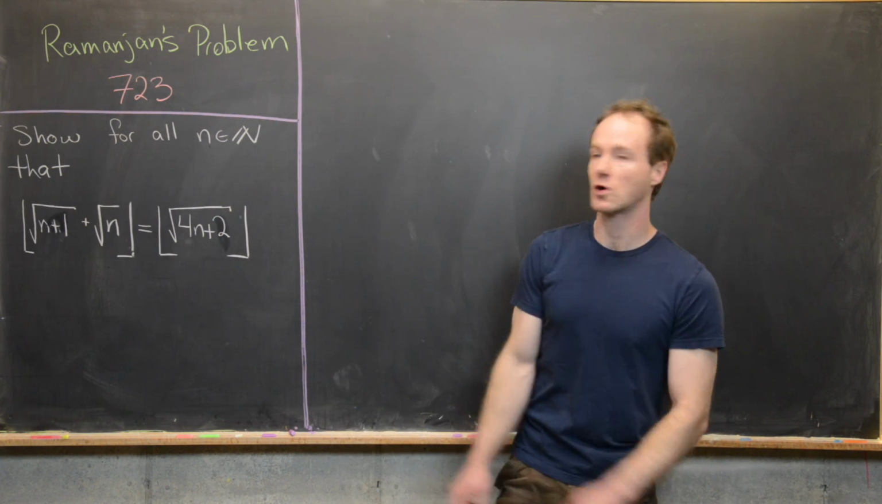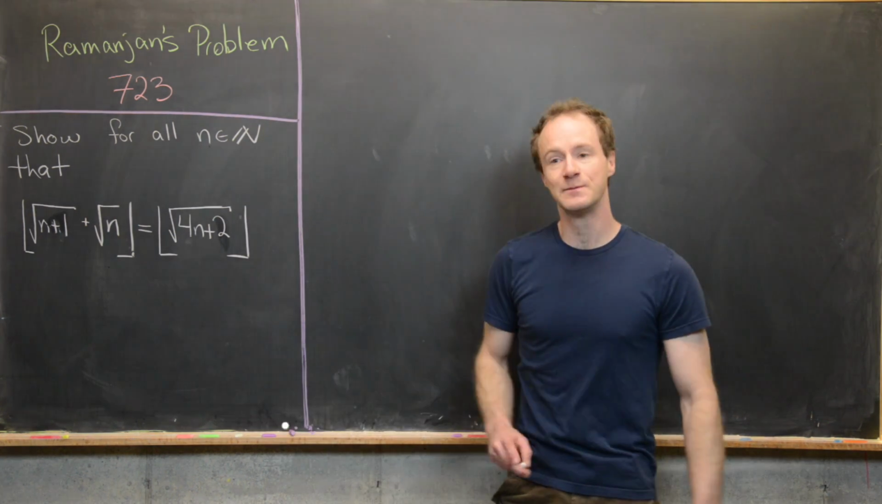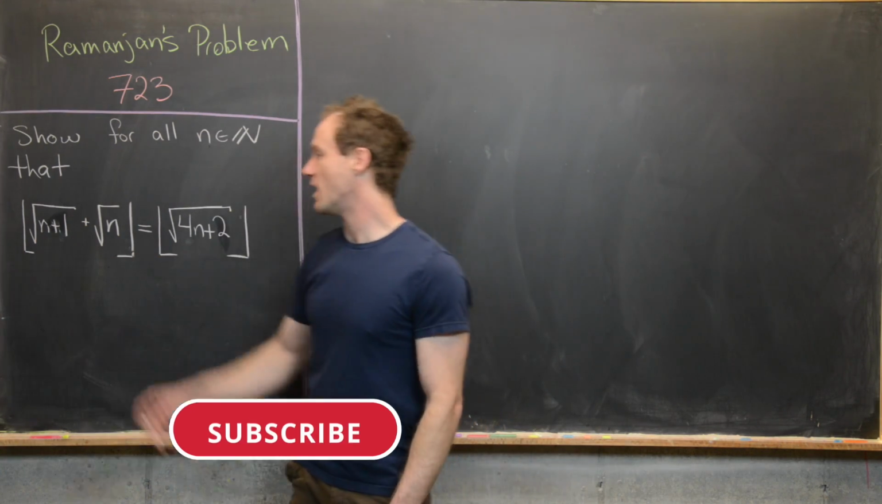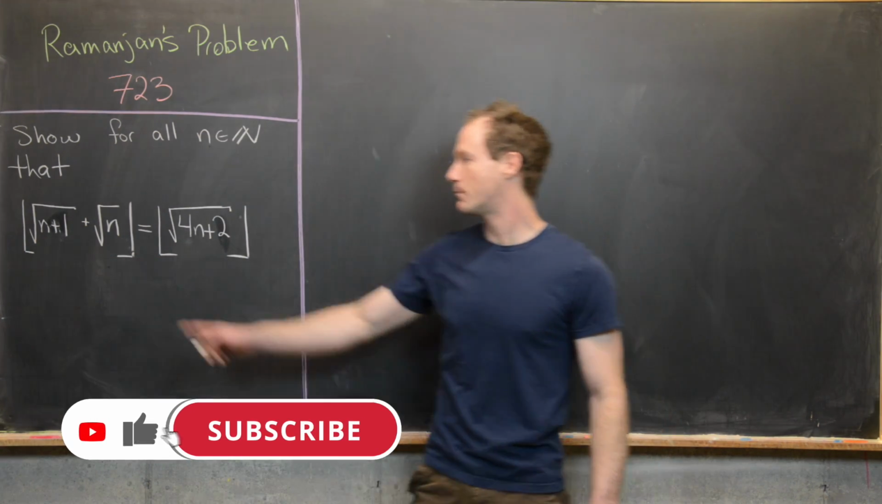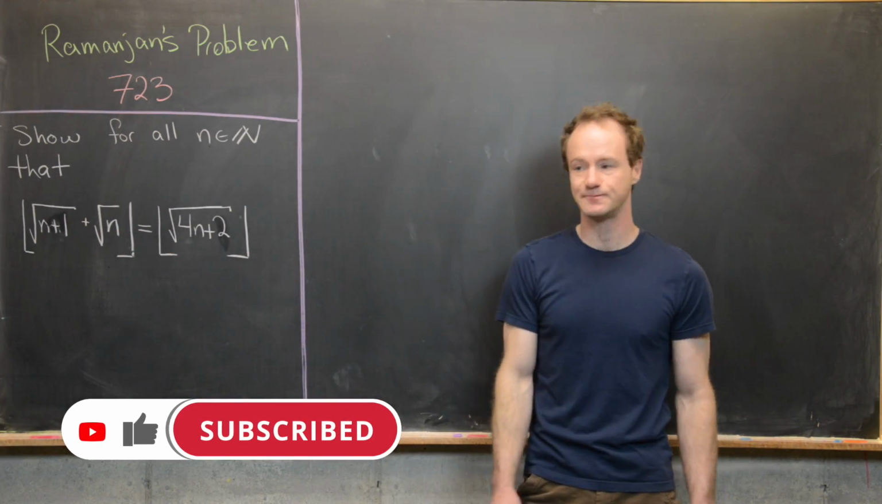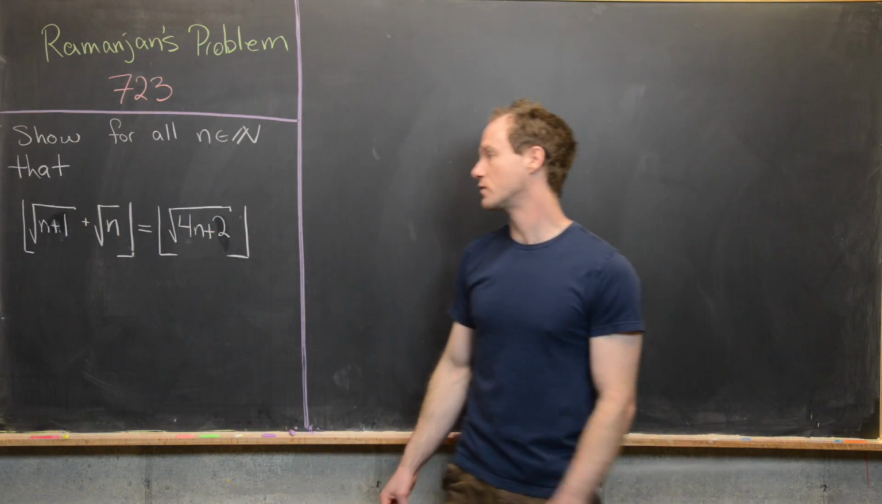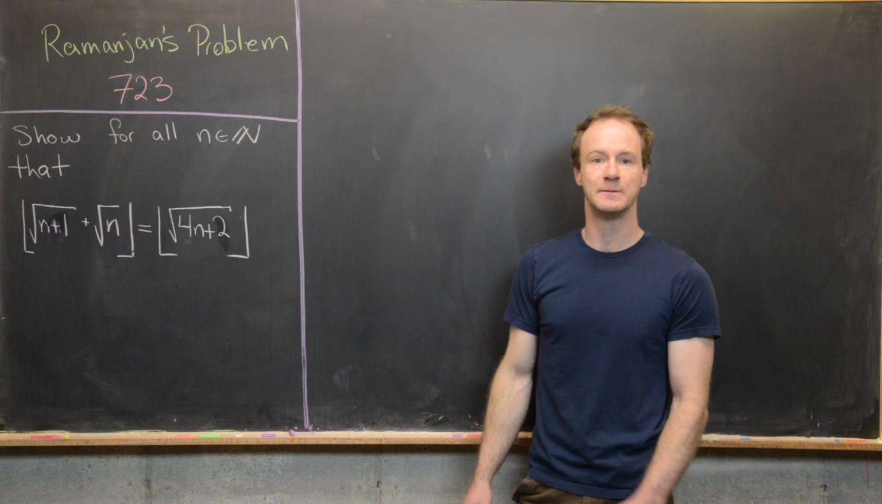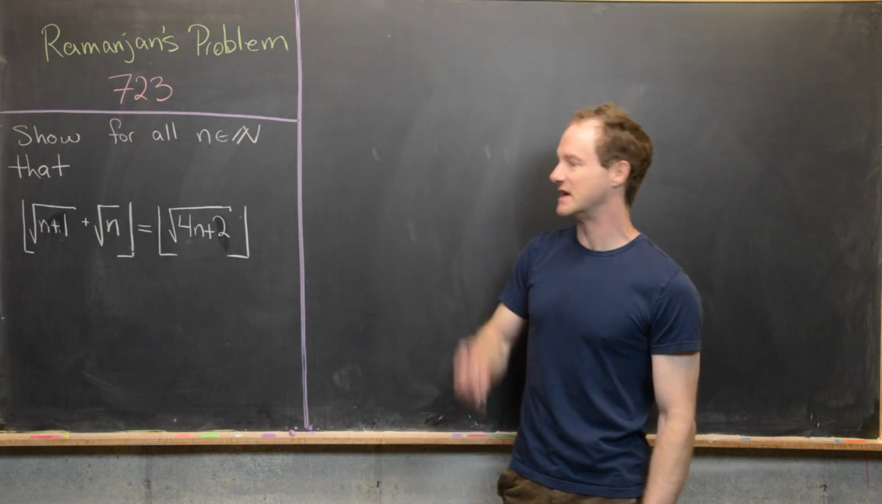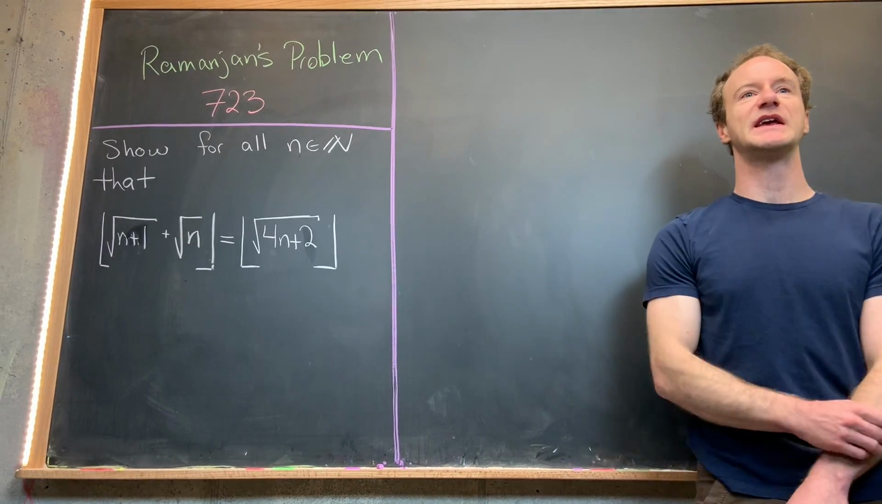So we want to show for all natural numbers n, we have the floor of the square root of n plus 1 plus the square root of n is the same thing as the floor of the square root of 4n plus 2. So I think this is a pretty fascinating identity. Okay, so let's see how we can get started.